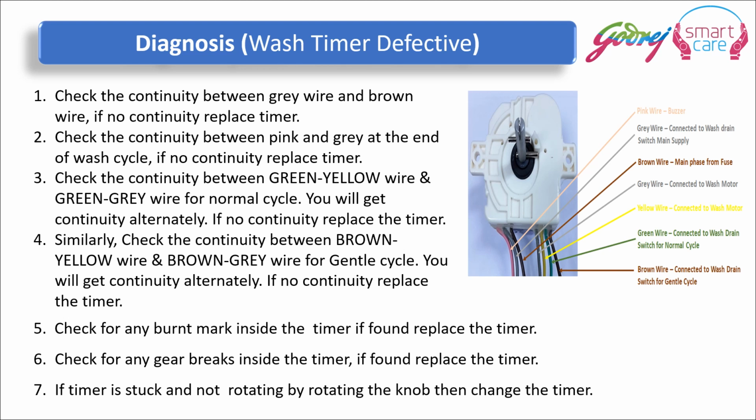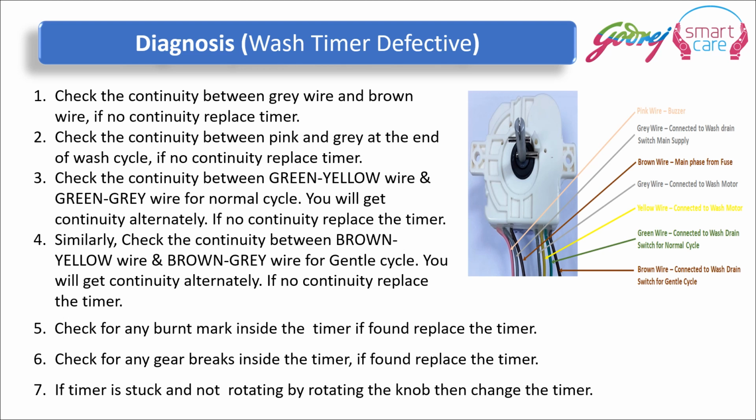You will get continuity alternatively. If no continuity, we have to replace the timer. Similarly, check the continuity between brown, yellow wires and brown and gray wires for gentle cycle. You will get continuity alternatively. If no continuity, we have to replace the timer.